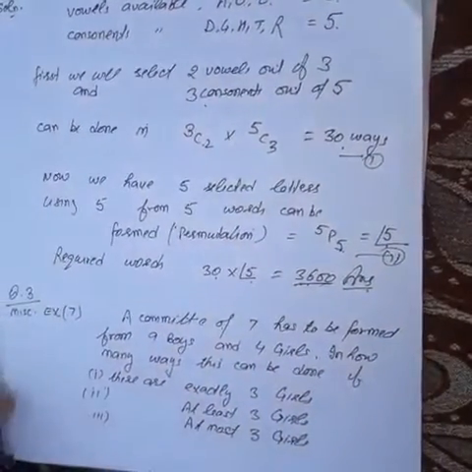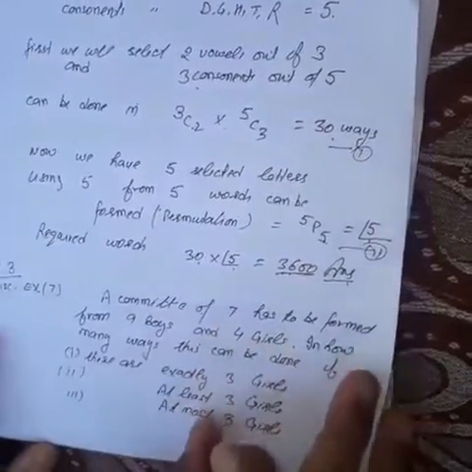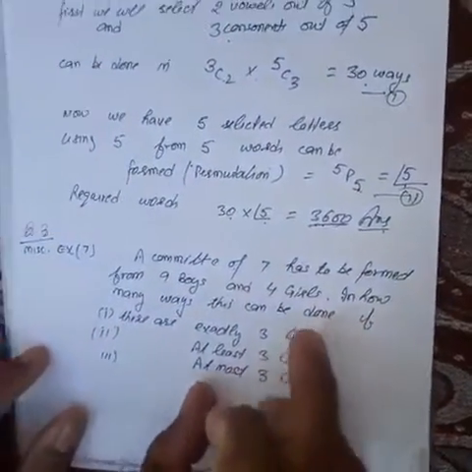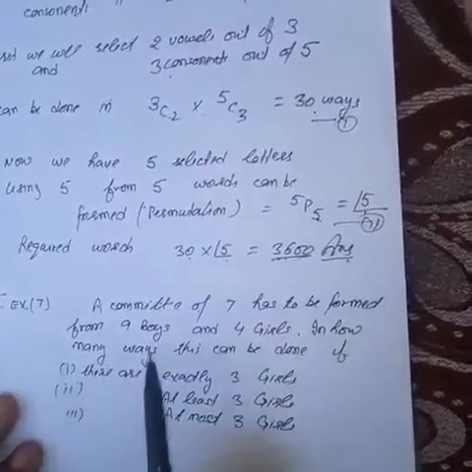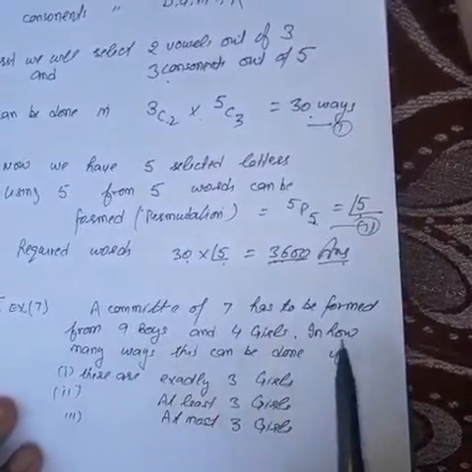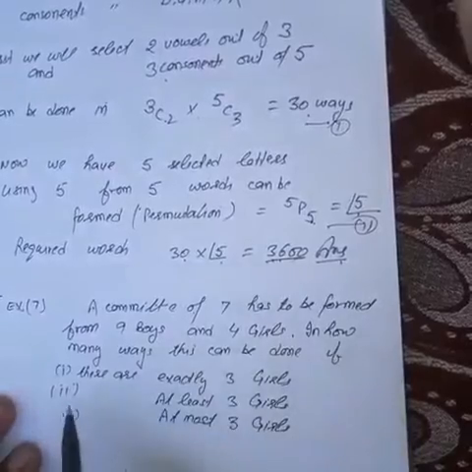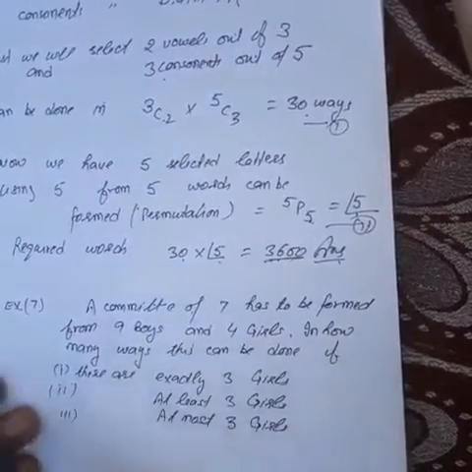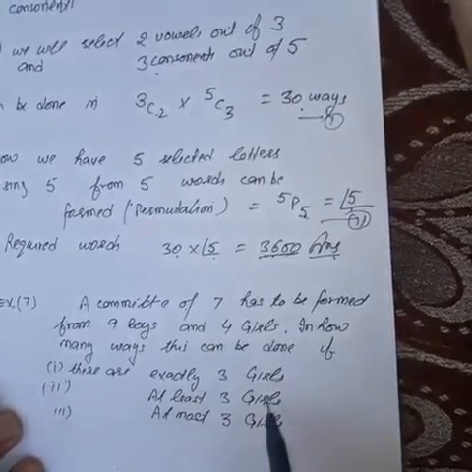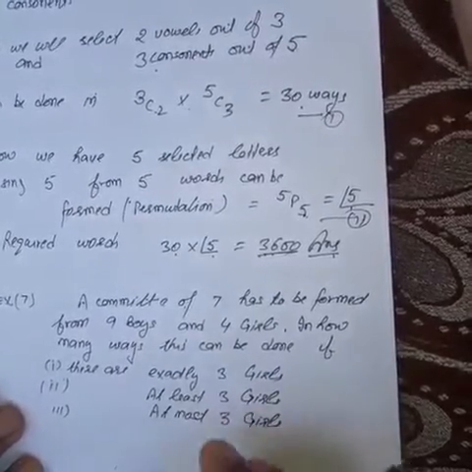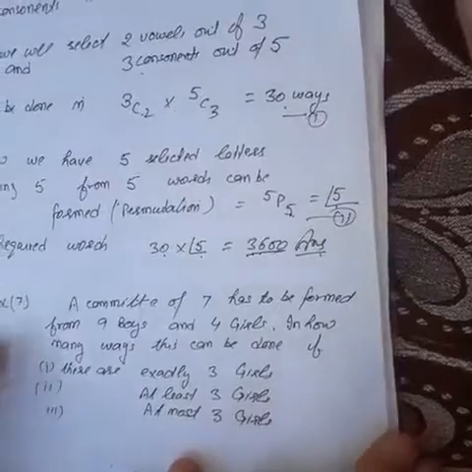It's a very important question. Now move on to question number 3. A committee of 7 has to be formed from 9 boys and 4 girls. In how many ways can this be done if there are exactly 3 girls, there are at least 3 girls, there are at most 3 girls. This question has 3 parts. So a committee of 7 out of 9 boys and 4 girls.